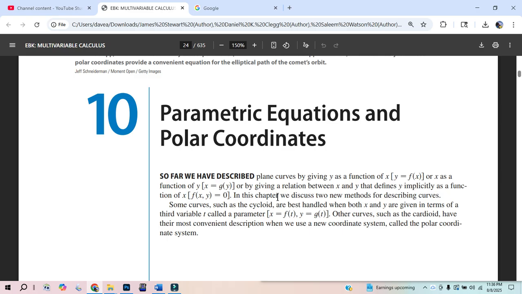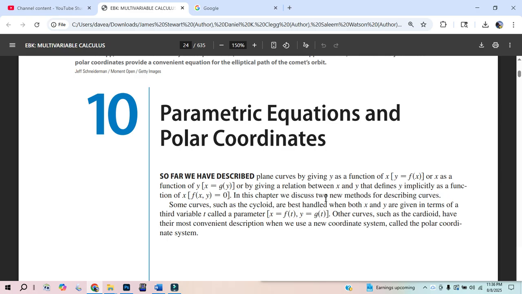So it says, or by giving a relation between x and y that defines y implicitly as a function of x, where you write it like this. We have a function of x and y, and that's going to equal 0. And that's kind of interesting. And that's where I kind of went to Google AI, and said, well, let's read on just a little bit.